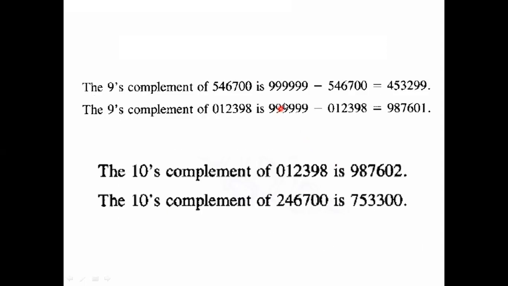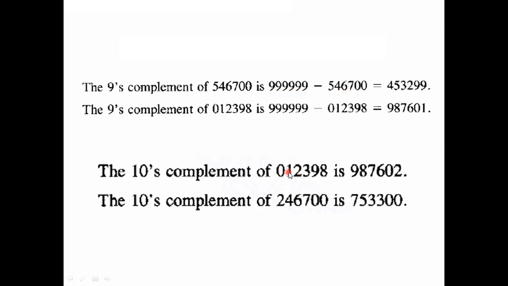Now we are taking another example. See, this is the given number: 546,700. How to calculate the 9's complement? In this given number, how many digits are there? 1, 2, 3, 4, 5, 6. 6 digits. So we take 10 power 6 minus 1, that is 999,999, minus 546,700. Then we get the 9's complement. Do you understand?